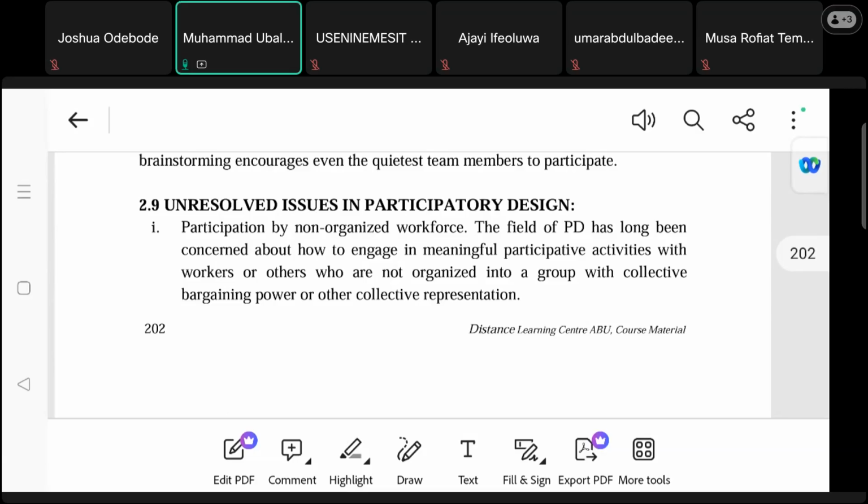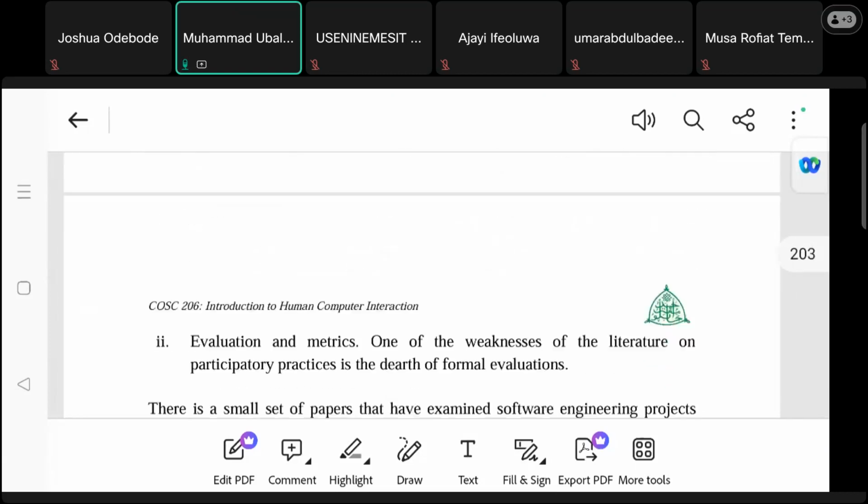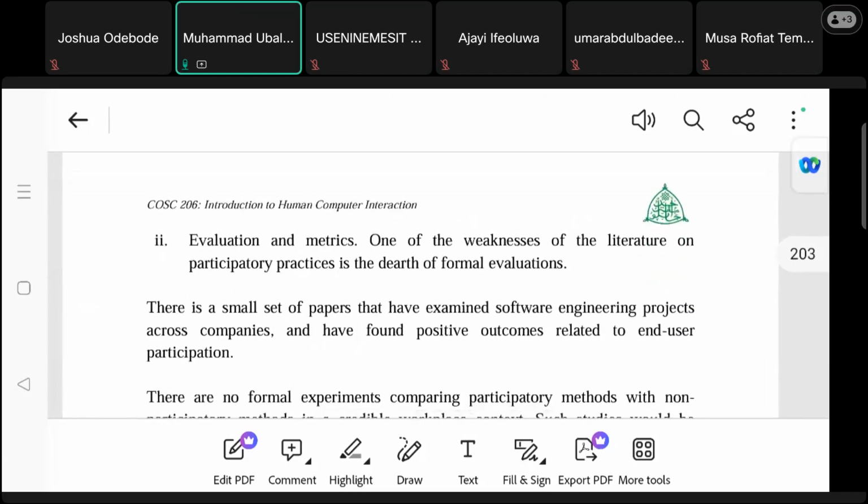many marginalized groups, it becomes very difficult to have a good interaction session. Now we have the idea of evaluation and metrics. In terms of evaluation and metrics, there is lack of formal method to measure success. How do we measure success in participatory design? There's a limitation to that.